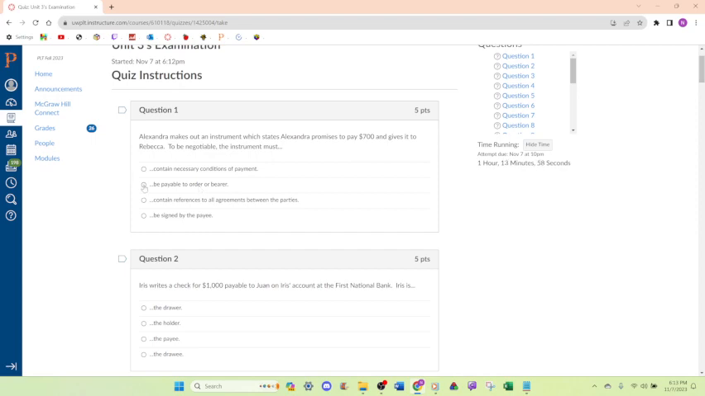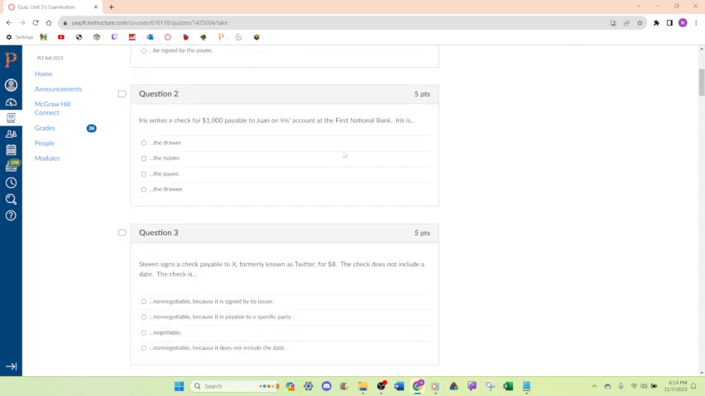I think this is the key here. It doesn't have to be signed by the payee. It just has to be signed by the... Oh, come on. Oh, come on, man. Yeah.